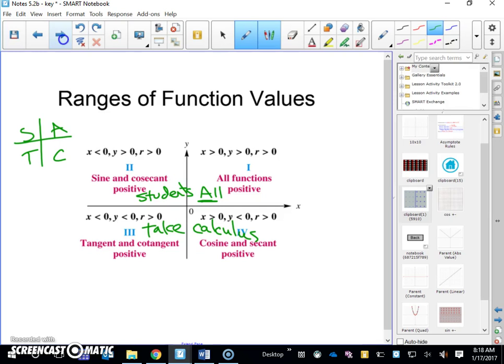S stands for sine. And so when I look at sine, and I know sine goes with cosecant, sine and cosecant are positive. The T stands for tangent. So I know tangent and its reciprocal cotangent are positive. The C in calculus stands for cosine. Cosine and secant are positive. So if you can make heads or tails of this chart, that might be a shortcut and a quick way for you to remember which ones are positive.